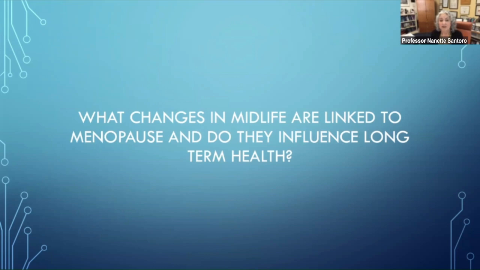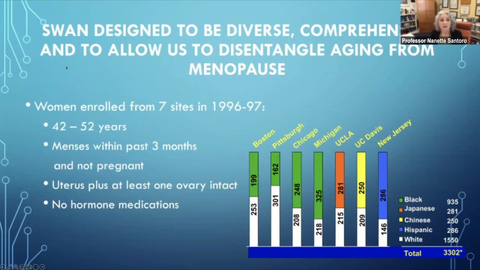So what changes in midlife are linked to menopause, and do they influence long-term health? Here, I'm going to rely heavily on data from SWAN, also some from the Penn Ovarian Aging Study, but the SWAN study has given us a great deal of information about a fairly large sample of women from multiple racial and ethnic groups. So we enrolled women from 7 sites, and this began in 1996. Women were 42 to 52 years old at the time.